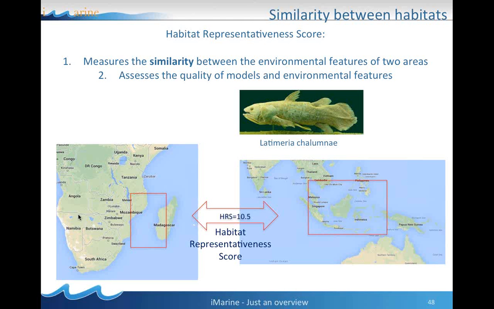We can also calculate the similarity between two habitats for a certain species. If you have two habitats described in terms of a set of environmental features, this habitat representativeness score is a model that we host in the infrastructure that has also been applied to produce some papers, in order to detect the similarities between two habitats in which you know that a certain species can live. In this case we focused on the coelacanth.